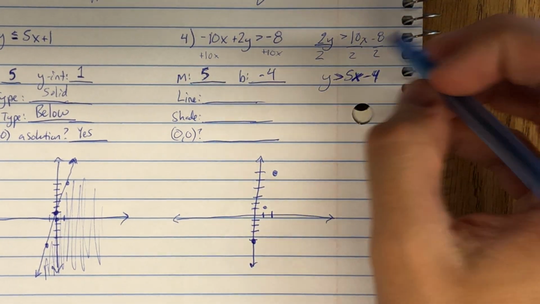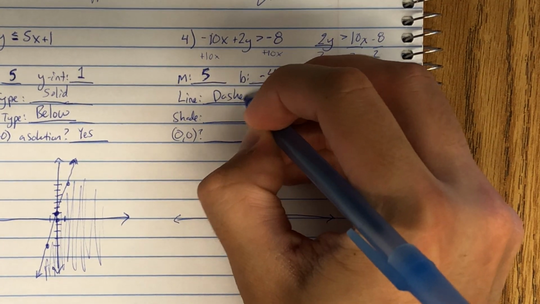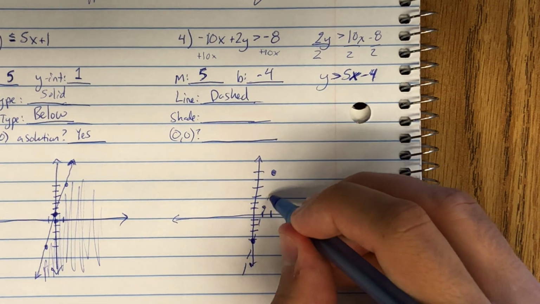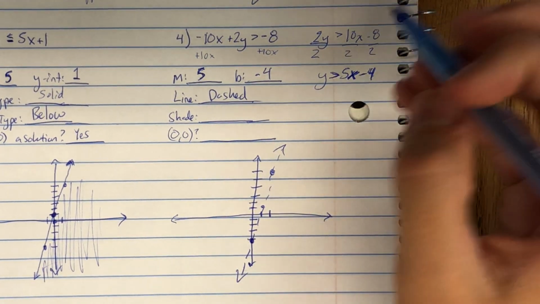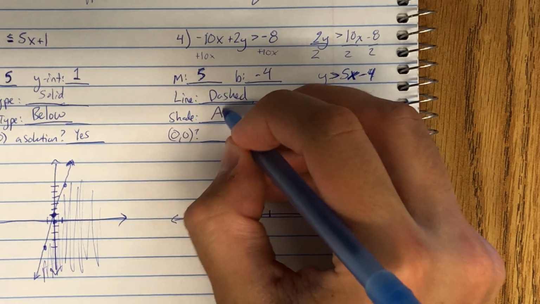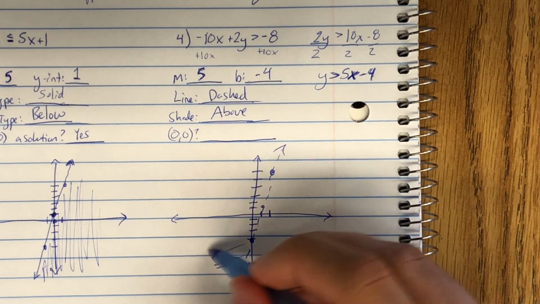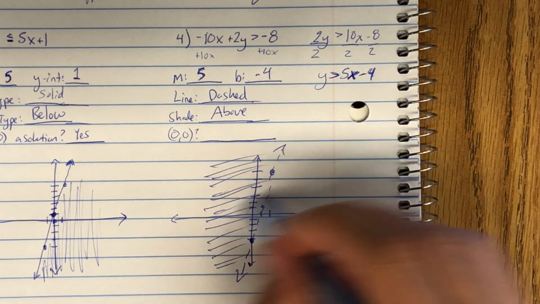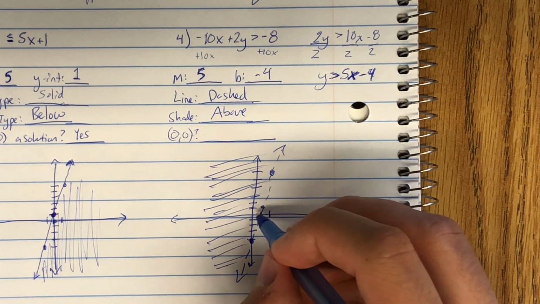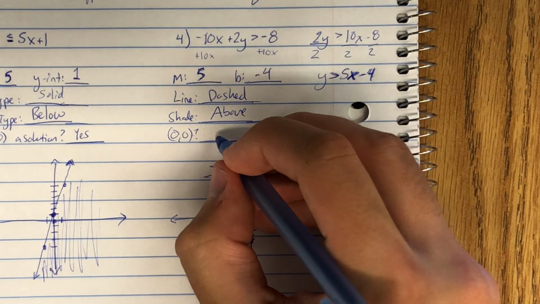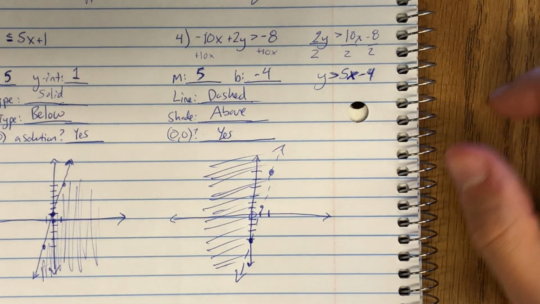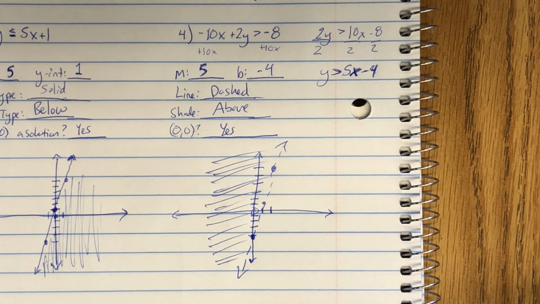It is greater than, not equal to, so we should have a dashed line. And our shade, since it's greater than, will be above. So let's look at whether 0, 0 is a solution. It's right there. It's in the shaded part. The answer would be yes. Okay.